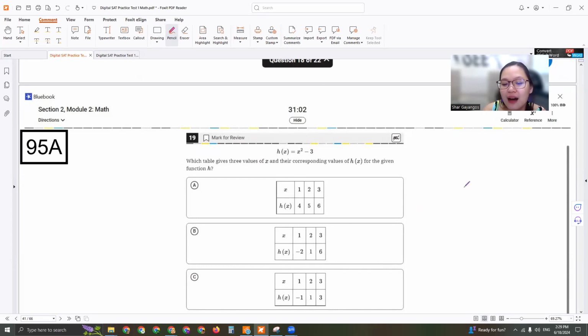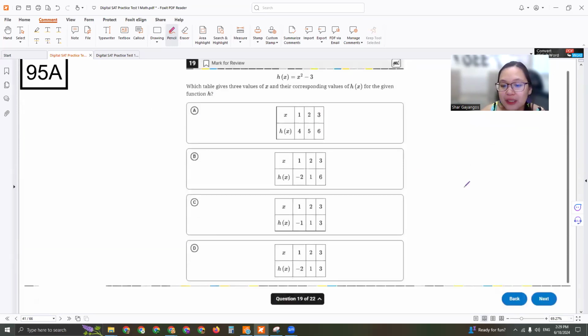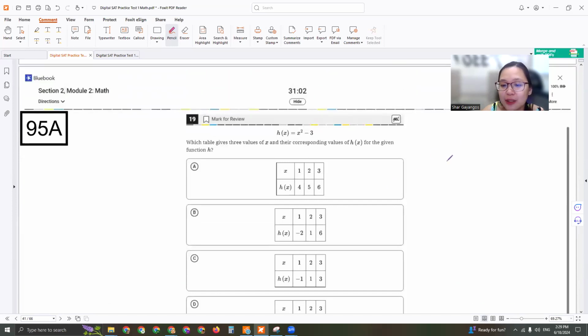So we have all of these tables. It's telling us x is equal to 1. We're just comparing the values of these 3 values of x. So we can just go ahead and evaluate. So 1 squared minus 3, that is just negative 2. 2 squared minus 3, that's just 1. 3 squared minus 3, that is just 6. Right? And then as you can see, B should be the correct answer.